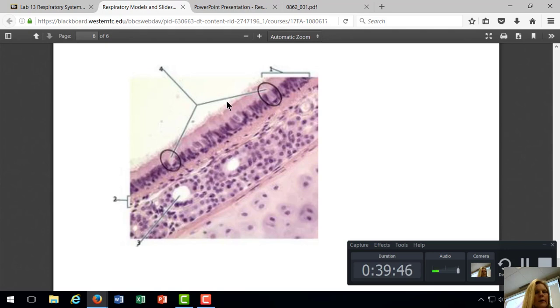But the inner layer you need to know: ciliated, pseudostratified columnar epithelium, the goblet cells amongst them, and then the hyaline cartilage down below. And then again, this organ, if he asks, name the organ this tissue was taken from, what's the organ? Trachea. All right, that concludes the lab on the respiratory system.